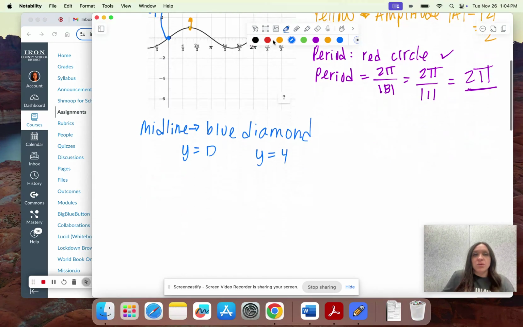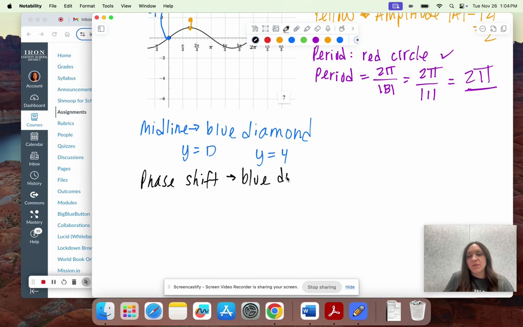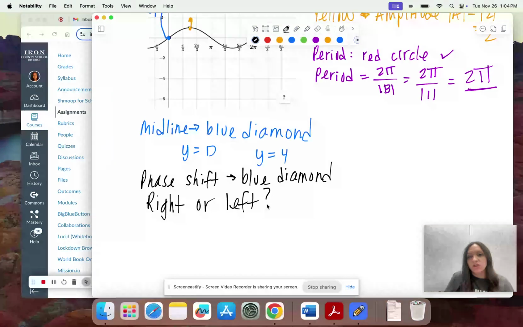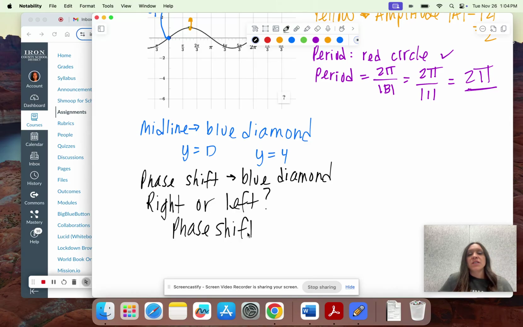Okay, our last one is the phase shift. And we also use the blue diamond for that one. Phase shift is the graph going right or left, and then how much. That's what the phase shift is. So the phase shift equals C over B.